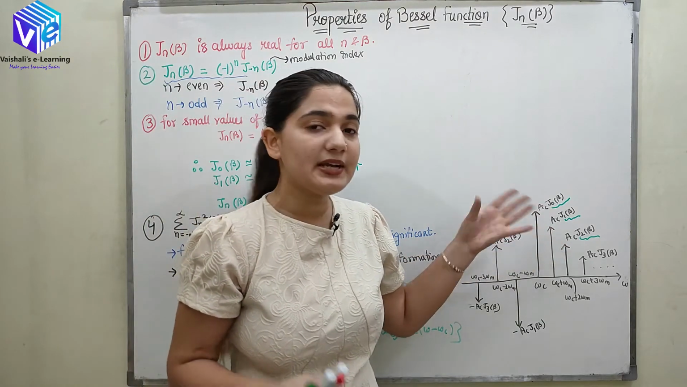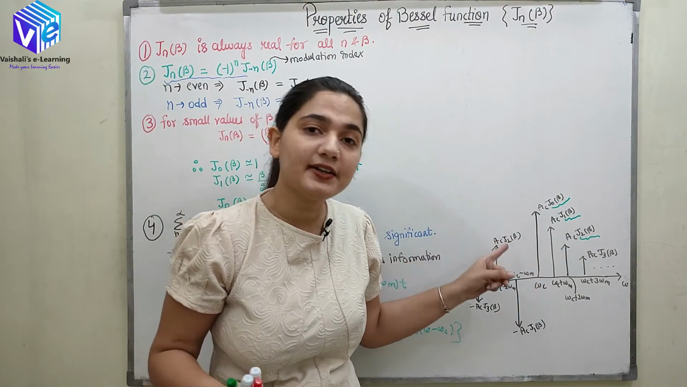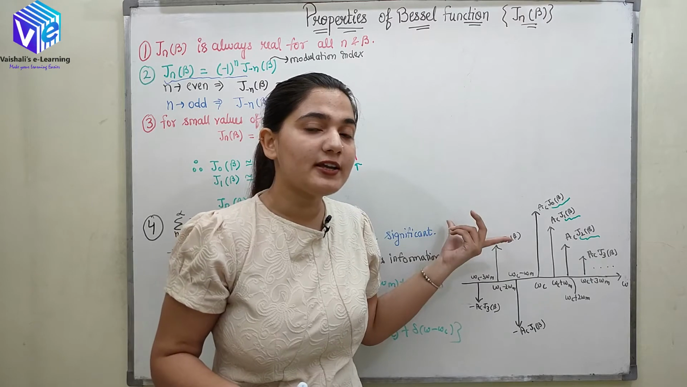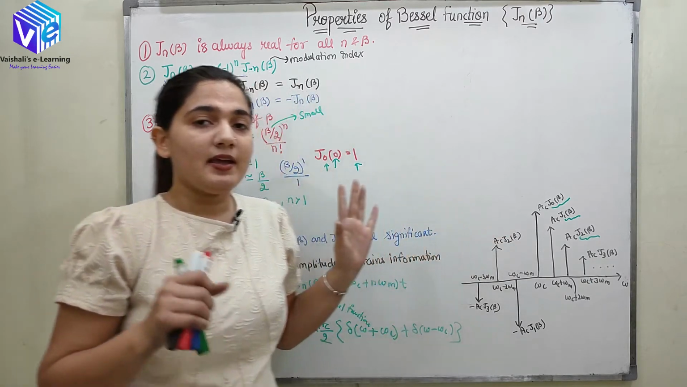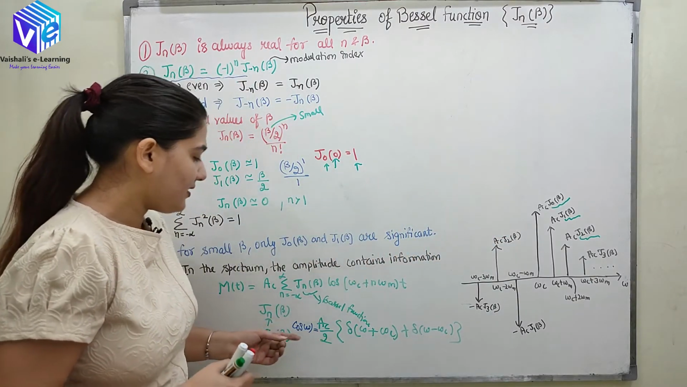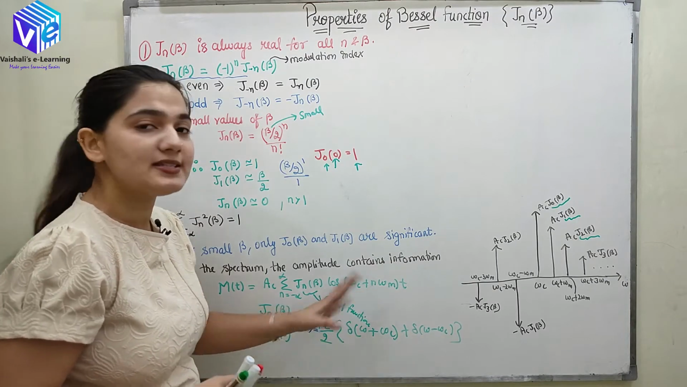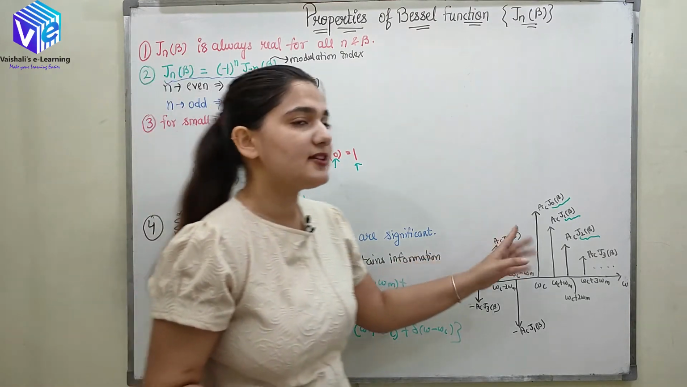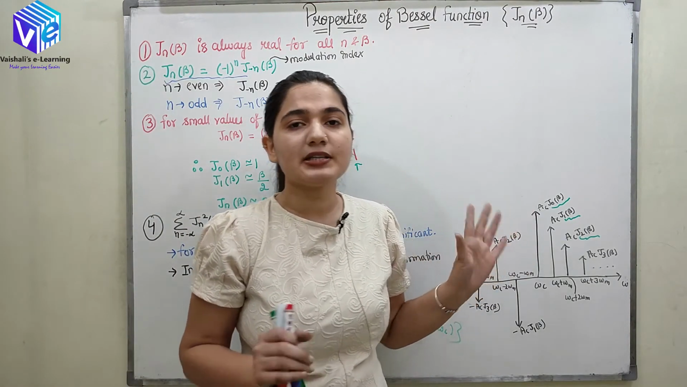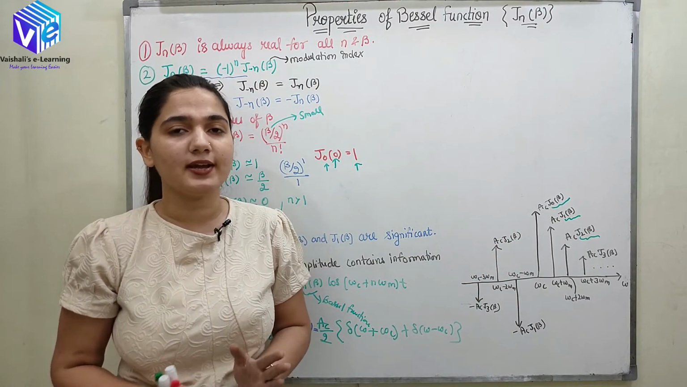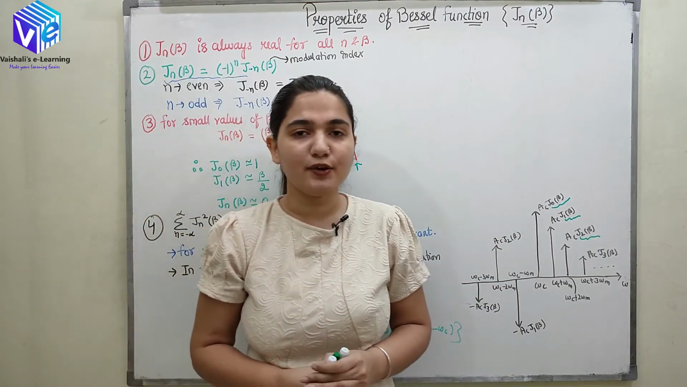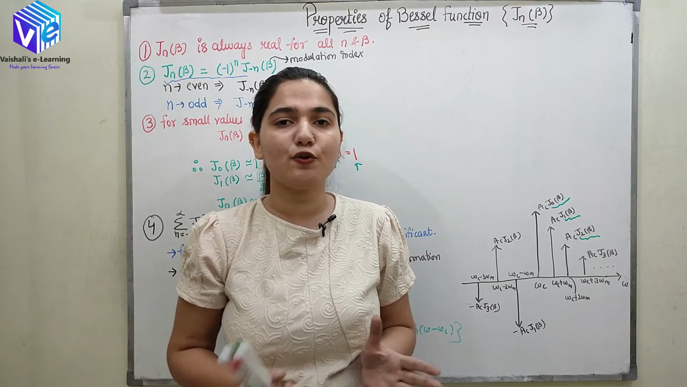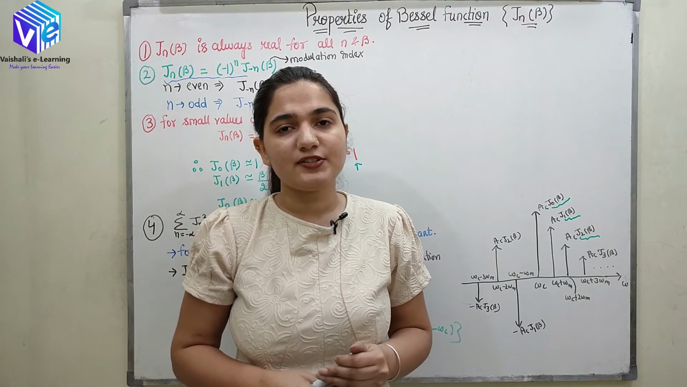From here we can deduce the conclusion about the spectrum. Here we are talking about the spectrum. If I talk about the time domain, in the time domain the frequency is containing the information, but in the spectrum the amplitude is containing the information. So here I'll conclude my session on the properties of Bessel function. I hope you are clear with the properties of Bessel function.